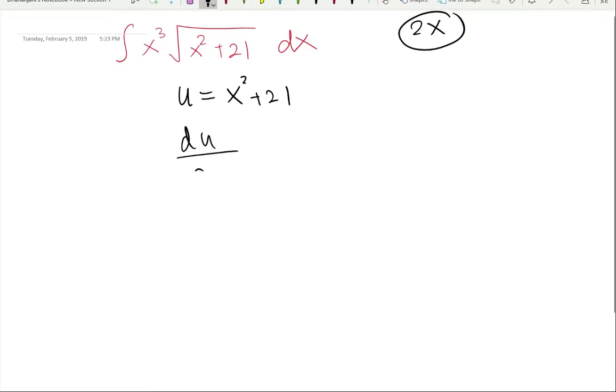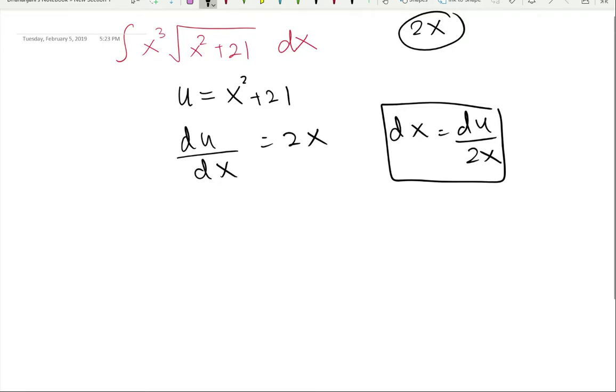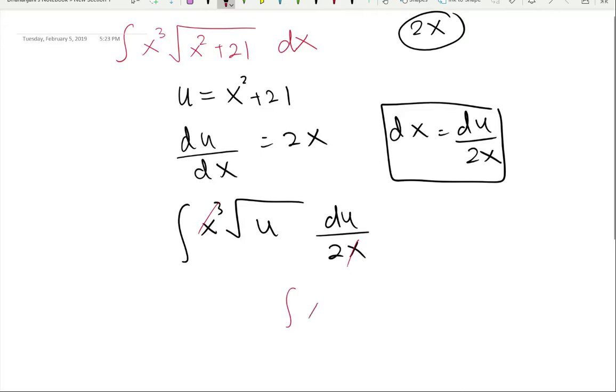Derivative of u is 2x, so then dx is du over 2x. Alright, now let's substitute. So we have x cubed square root of u, and dx is du over 2x. Now we can see one x cancels out, but we are left with an x squared, right? Because we were not able to cancel out x cubed, just an x. We only cancel out just an x. Now this is what we are left with.